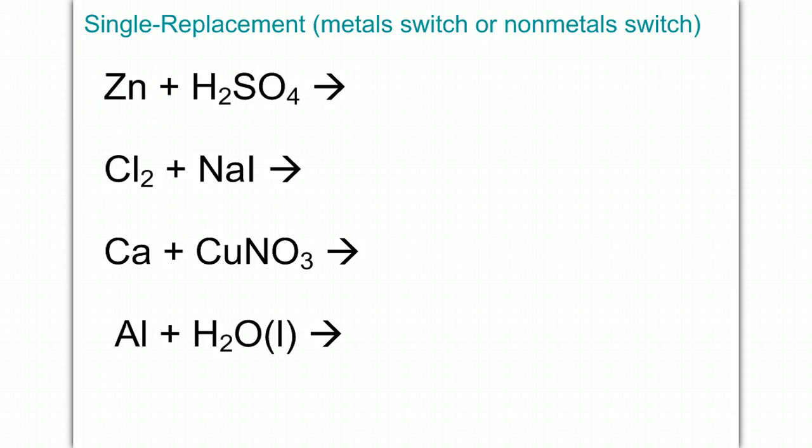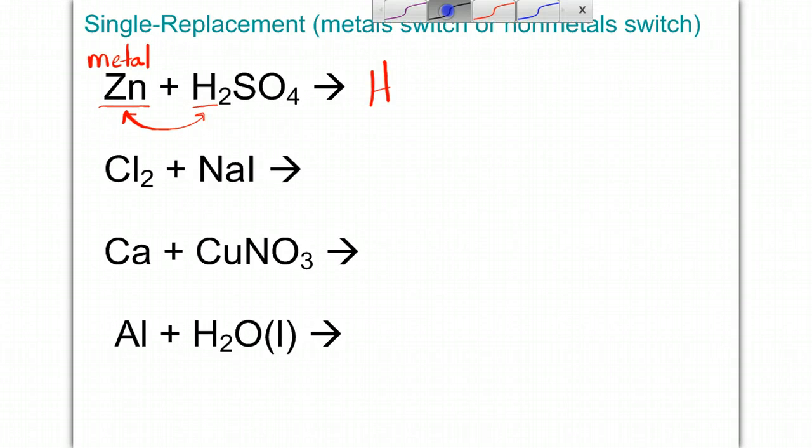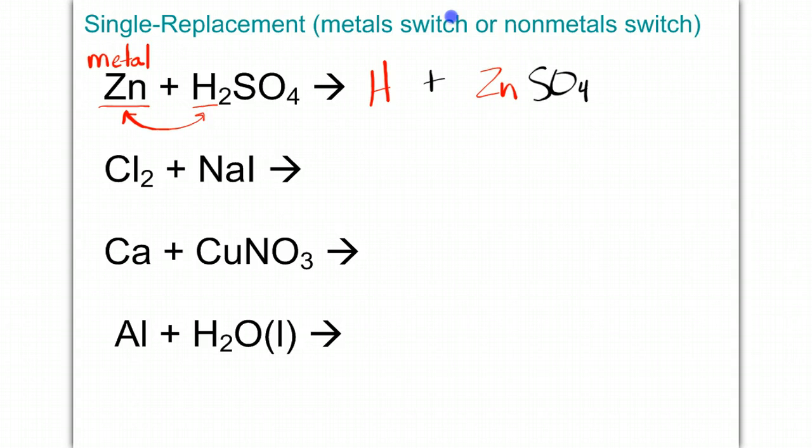So in this first example, our single element is zinc, which is a metal. Since it's a metal, it will tend to form a cation. So I want to switch it with hydrogen, which is also the cation, even though it's not a metal. This is one of those rare circumstances. So I'm going to switch the zinc and the hydrogen. So instead of zinc, I'm going to place the hydrogen. In place of where the hydrogen was, I'm going to put the zinc together with the sulfate. So I just switched the Zn and the H.